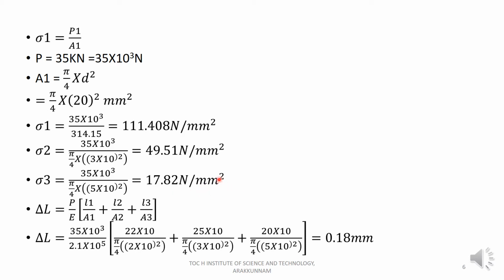Again, the total deformation we have to calculate. Since E is common for all the sections, let's take P and E outside. So P divided by E into L1 by A1 plus L2 by A2 plus L3 divided by A3. So the total delta L is equal to 0.18 mm.